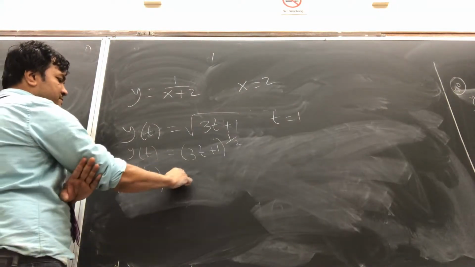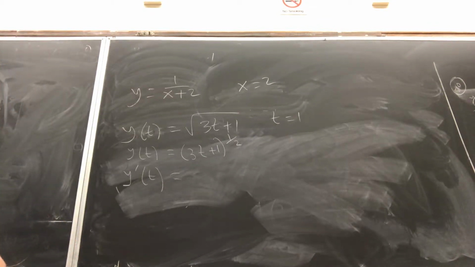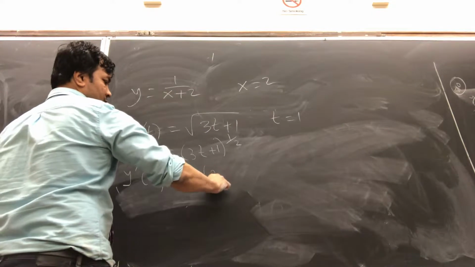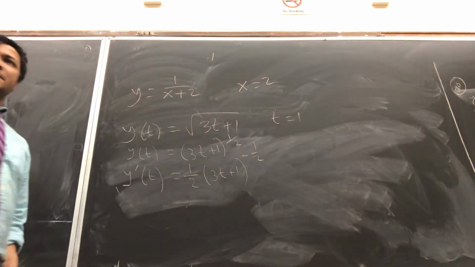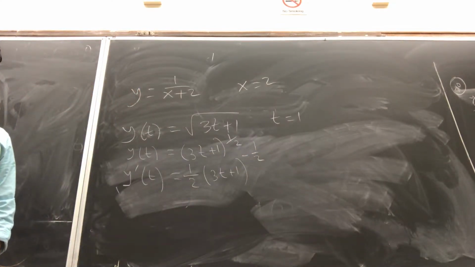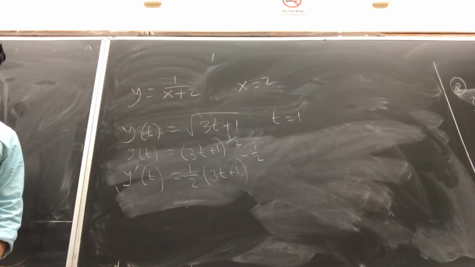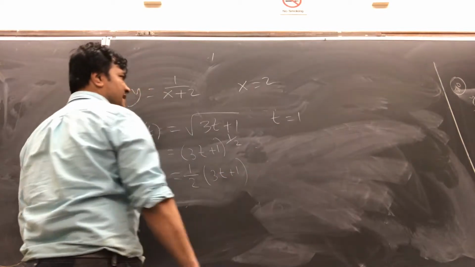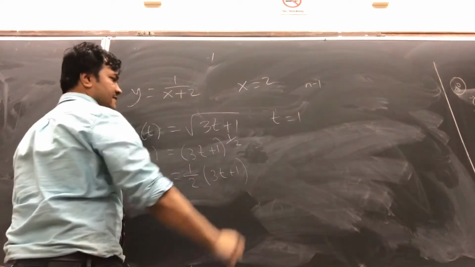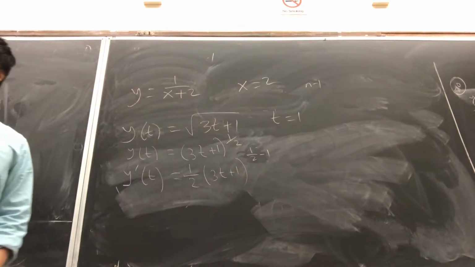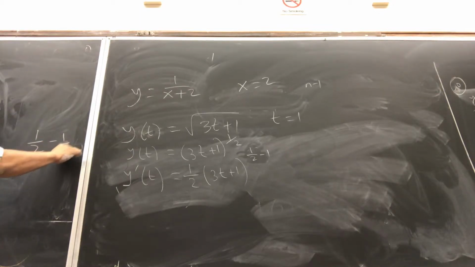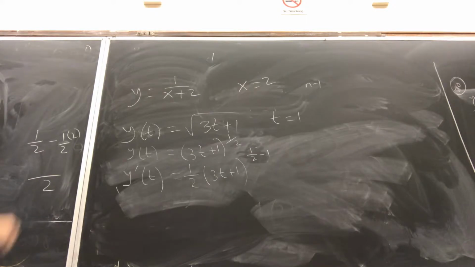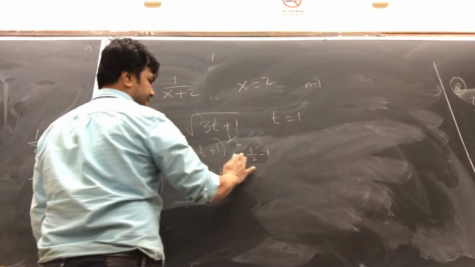So y prime of t is equal to what? Half (3t+1) to the minus half. Is that okay? So n minus 1, right? What is n? n is half, minus 1. So half minus 1 is what? Make the common denominator: 1 minus 2. So negative half. Is that okay? Negative half.